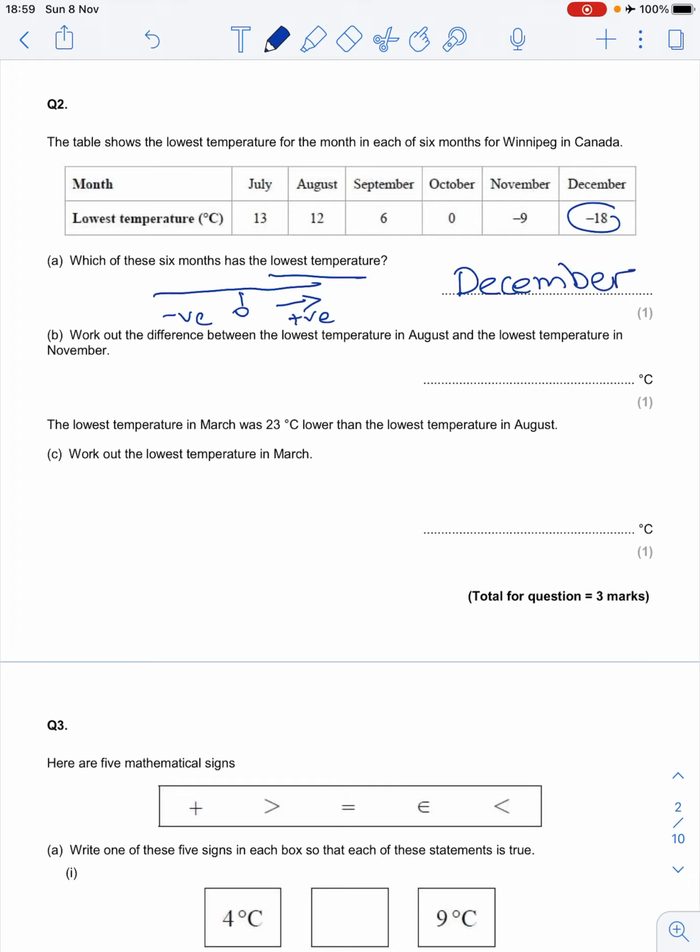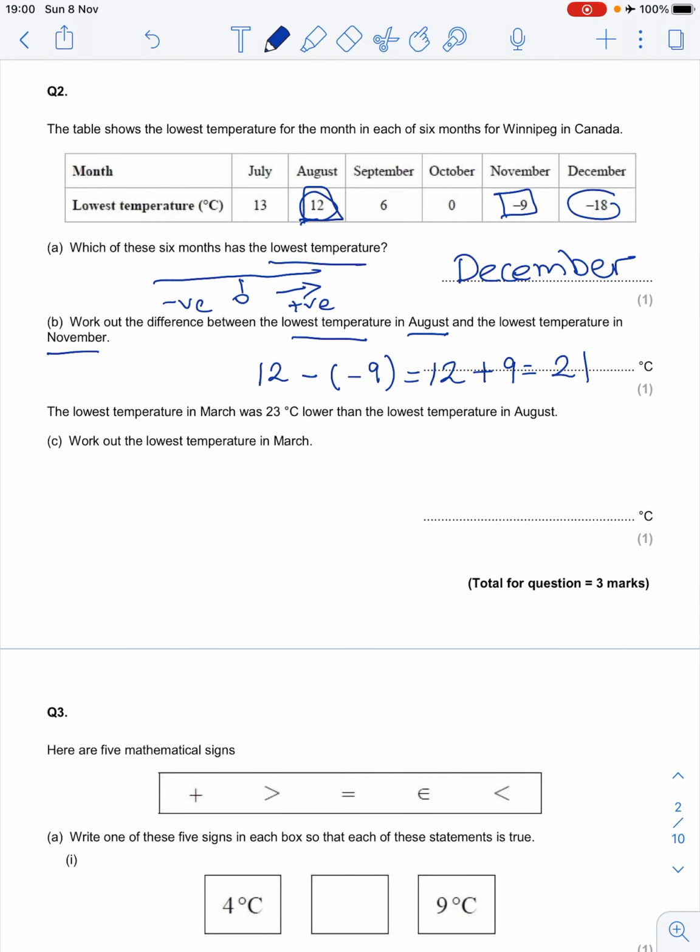Part B, work out the difference between the lowest temperature in August and in November. So the lowest temperature in August is 12, and the lowest temperature in November is minus 9. We want to find the difference, so basically we do 12 subtract minus 9. Remember, minus minus becomes positive. So 12 plus 9 equals 21.